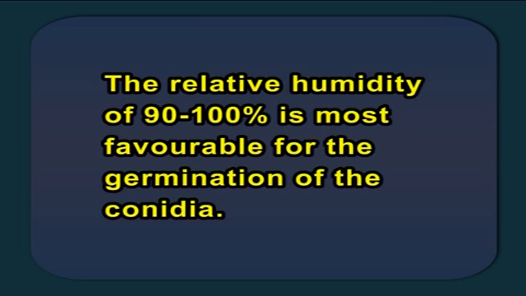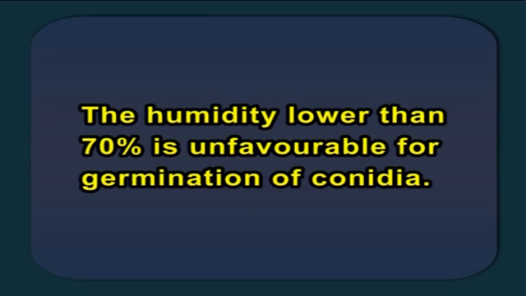A relative humidity of 90 to 100% is most favorable for the germination of the conidia. Humidity lower than 70% is unfavorable for germination of conidia. Similarly, the conidia germinate optimally at a temperature range of 26 to 28 degrees centigrade under favorable humidity conditions. At temperatures above 33 degrees centigrade, the conidia do not germinate.